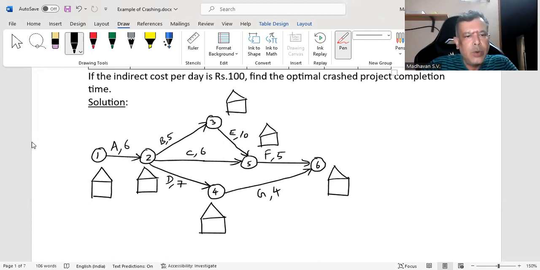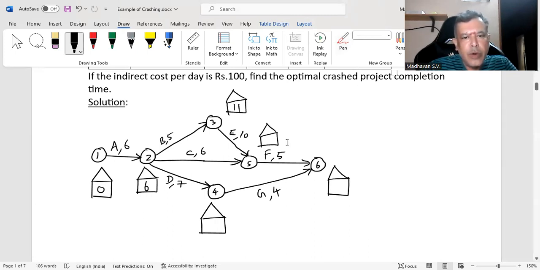So to start with node 1, it is 0. Then you come to node 2, you check how many arrows are coming to node 2, only one arrow which is coming from node 1. So you add the 0 and the 6, you get 6 here. Then you go to node 3, you check how many arrows are coming to node 3, only one arrow is coming from node 2. So at node 2, you have the time as 6 and 6, and then you add the duration of activity B. So 6 plus 5, you get 11. You fill up 11 here.